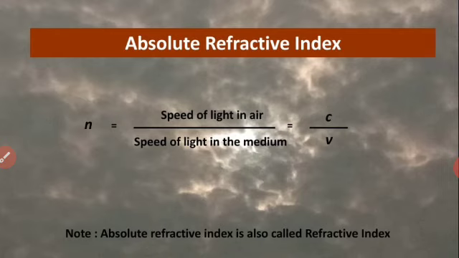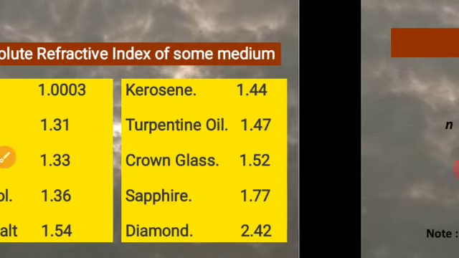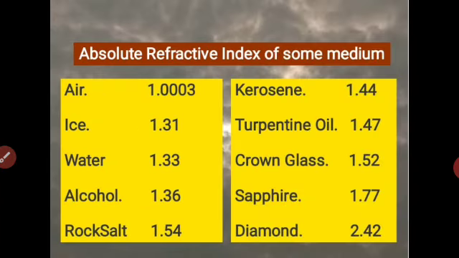Let us now see some of the values of refractive index for given medium. These are the standard values, like for air it is 1.0003, we take it approximately as 1, ice 1.31, water 1.33, alcohol 1.36, rock salt 1.54, kerosene 1.44, turpentine 1.47, crown glass 1.52, sapphire 1.77, diamond 2.42. So, you see the refractive index of diamond is so large, it bends the light ray to a great extent.